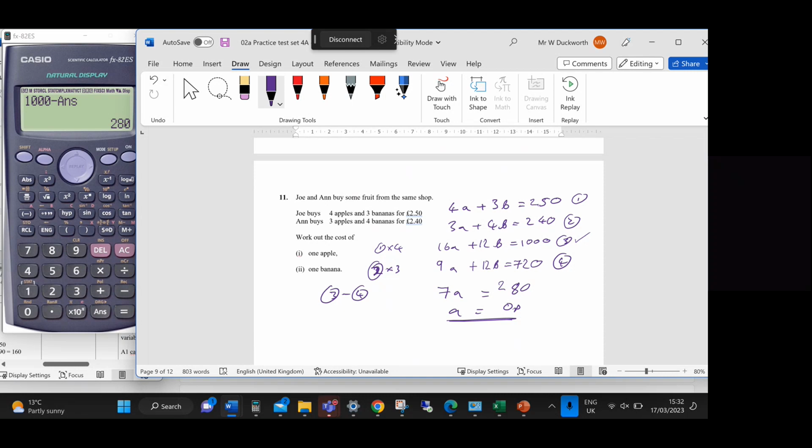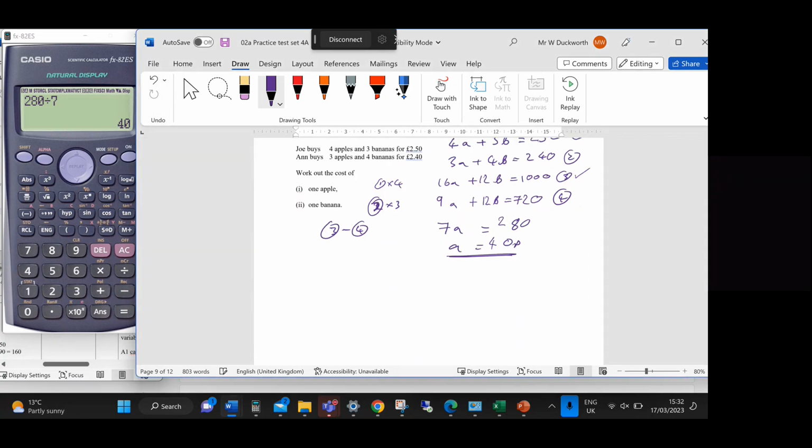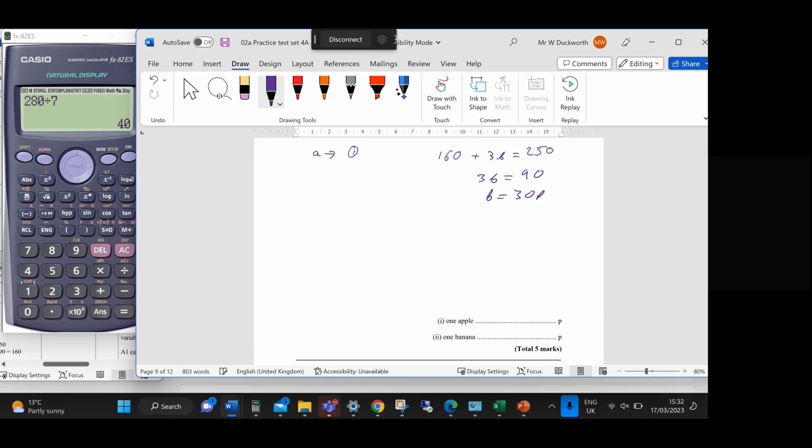280 divided by 7 then. 280 divided by 7 gives us 40. And then substitute that value for A into one of my initial equations. In this case, I'm going to substitute it into equation 1. So 4 lots of A becomes 4 times 40. So that would be 160 plus 3B is equal to 250. So 3B has got to be equal to 90. So B has got to be equal to 30. So I've got A is 40, B is 30.